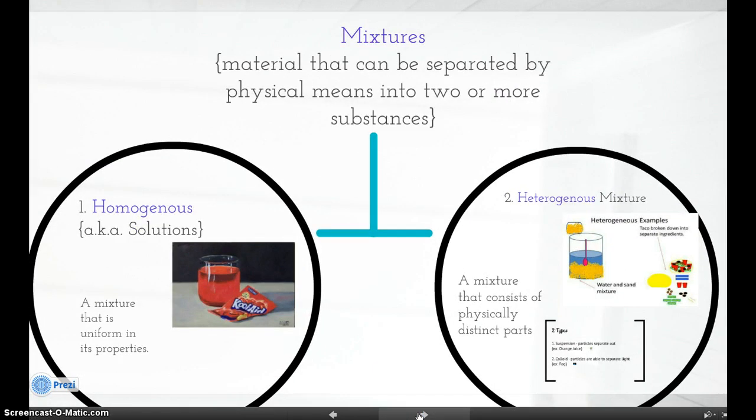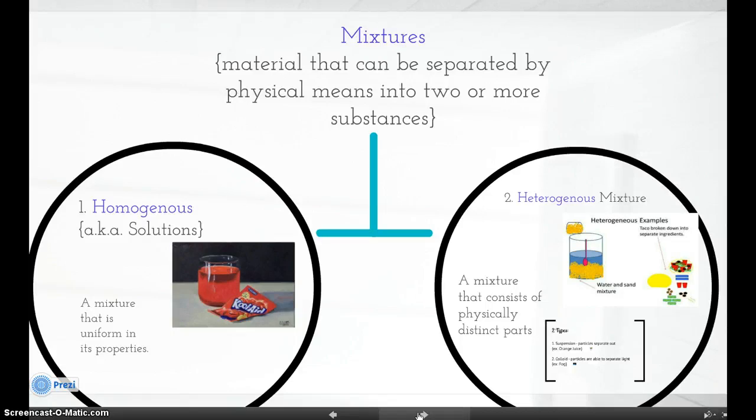Now moving on to mixtures. Mixtures are materials that can be separated by physical means into two or more substances. So in a mixture, it's something that you physically put together. Generally, that's a good way to think of it. You physically put together Kool-Aid mix into water, and so you stir that and you physically put it together.